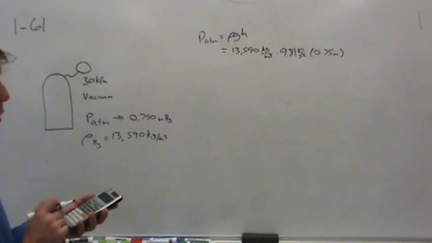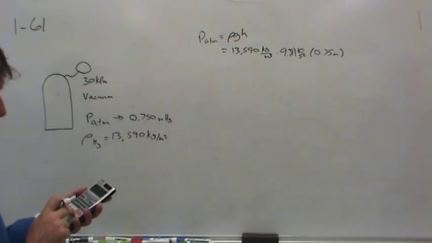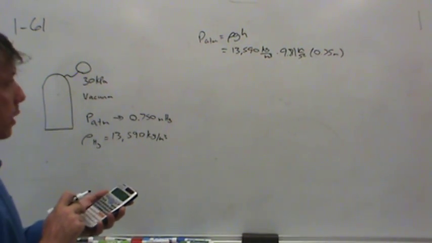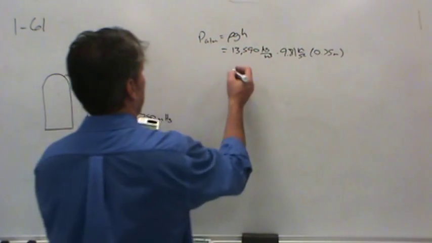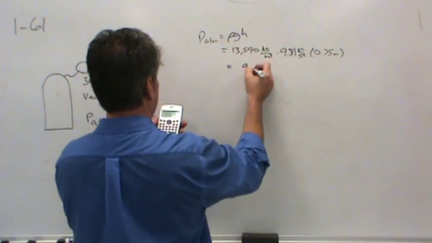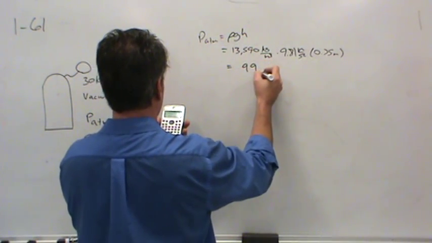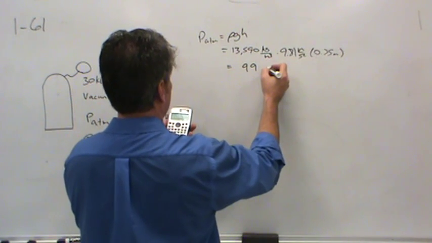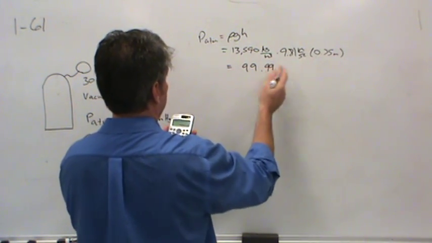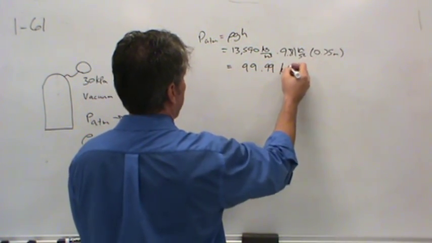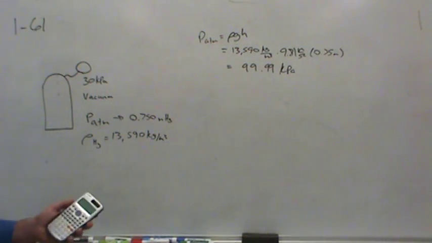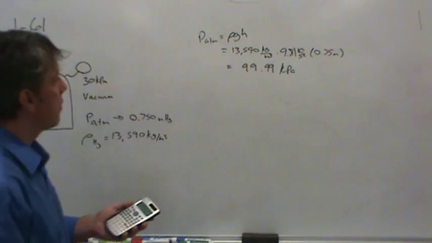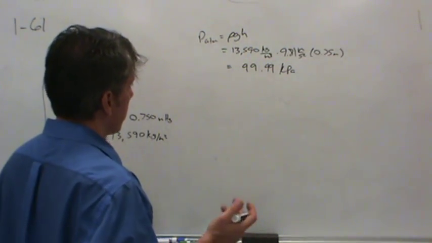So let's type it in: 13,590 times 9.81 times 3/4 is 99.99, I'm going to round off there, kPa. I've gone ahead and factored out 1,000 so I can write kilopascals instead of just pascals. And so there's the atmospheric pressure.